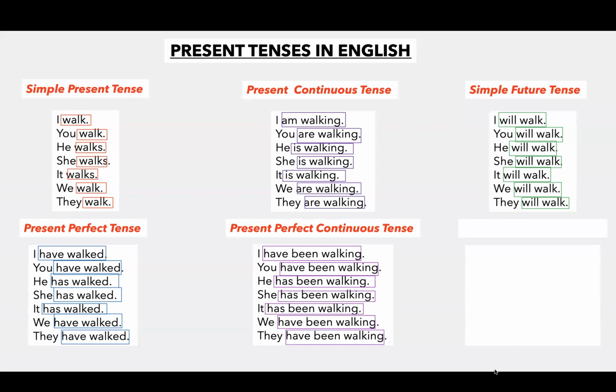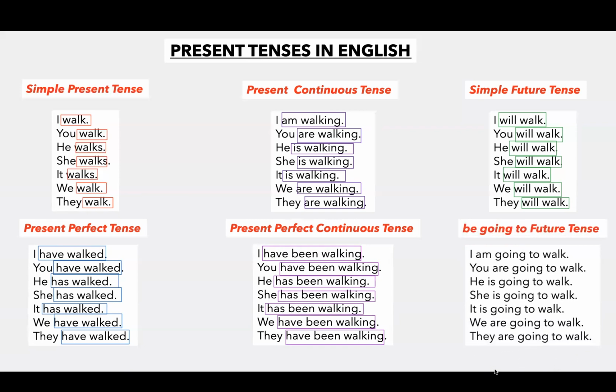So the next one and the last one for this category, the present tenses, we have be going to future tense. Here our structure is be going to, and instead of be, we use the present form: am, is, are. And then we add going to. This going to does not mean the verb go, like go to a place. No, it doesn't mean that. Here, going to is like will. So it's just a grammar structure. It seems like the same word as the verb go, but it's not the verb go here.